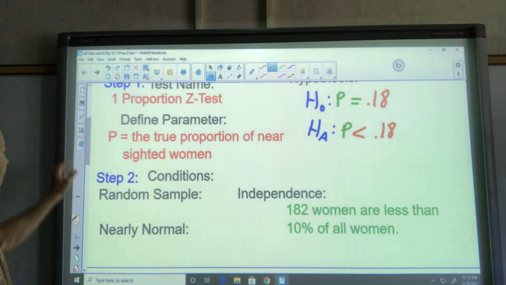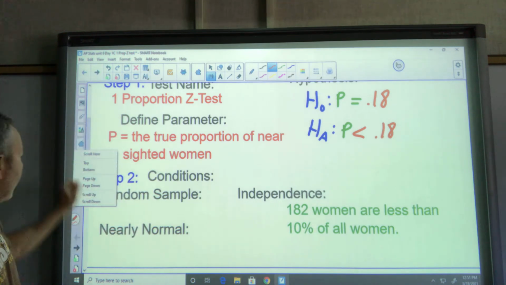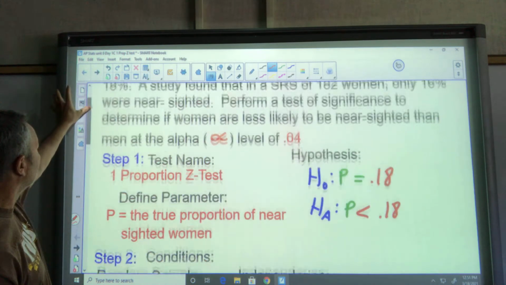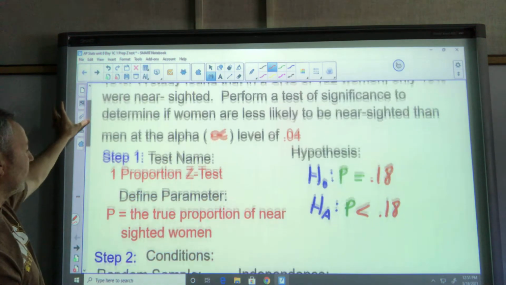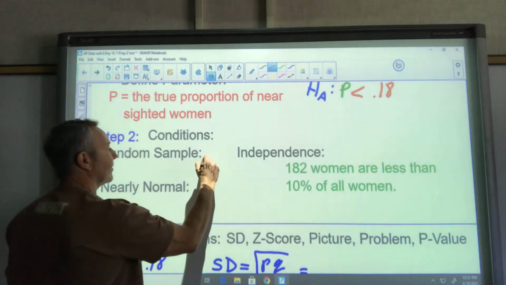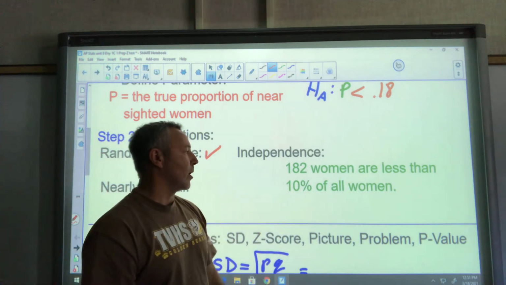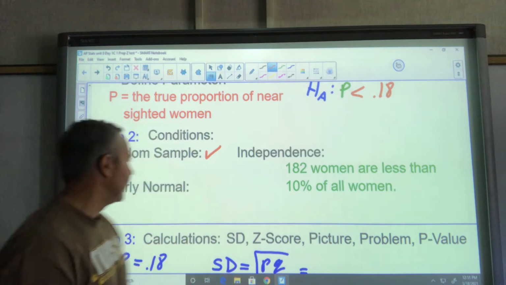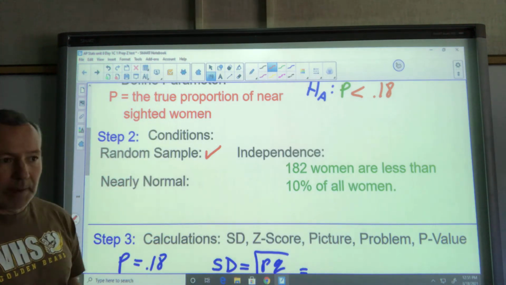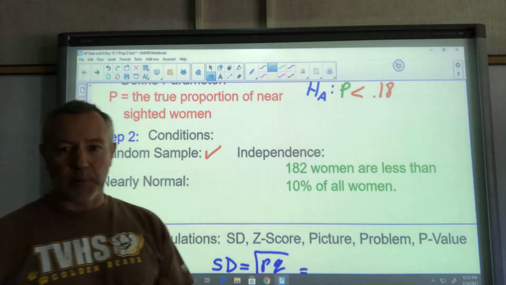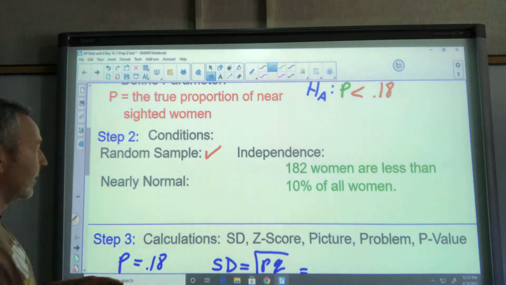All right, step two, conditions. Random sample. In our problem, it says SRS, simple random sample right there. So all I have to do is put a check. For independence, 182 women are less than 10% of all women. And finally, nearly normal. This is not a mean problem where n must be greater or equal to 30. This is a proportion, so n times p and n times q must be greater or equal to 10.